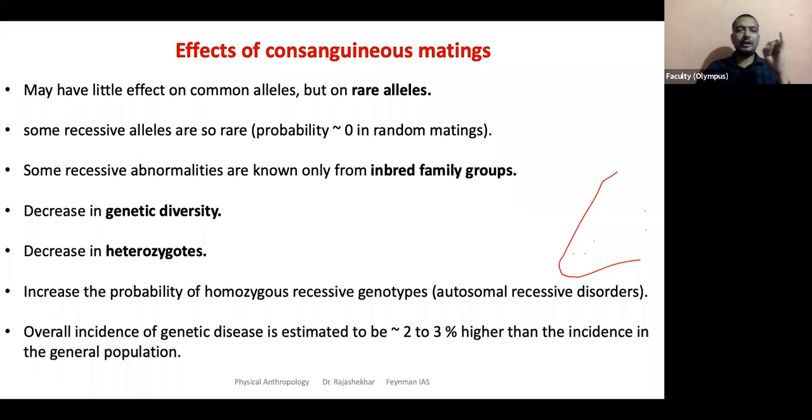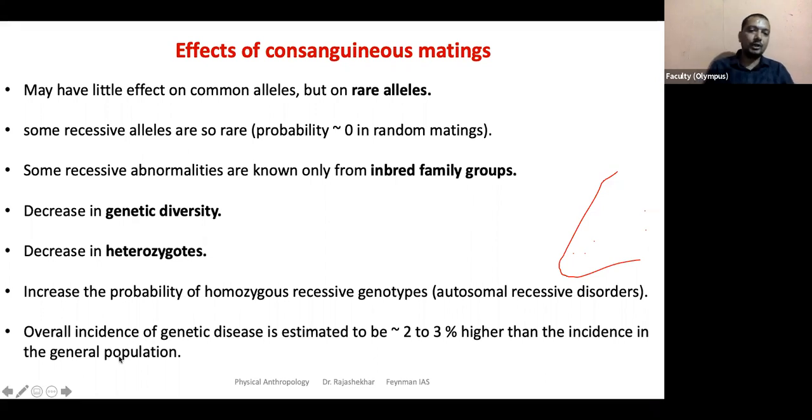Okay, person A married to person B. Both A and B are related through their ancestors. So what happens? A can carry the same mutation, B can carry the same mutation. But if A married someone else, C, and B married someone else, D, they may not carry the same rare mutation. The chance is very, very low. But if they marry within the family, both recessive alleles can come together, resulting in that rare disorder showing up.